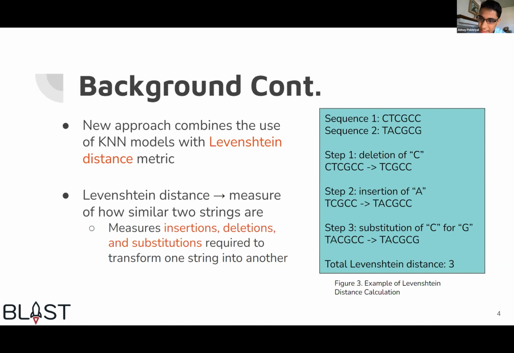We have C, T, C, G, C, C, and T, A, C, G, C, G. We start off by deleting the C at the start, insert an A after the T, and substitute the last C for a G. So there are 3 total steps to transform sequence 1 into sequence 2. So the Levenshtein distance should be 3.